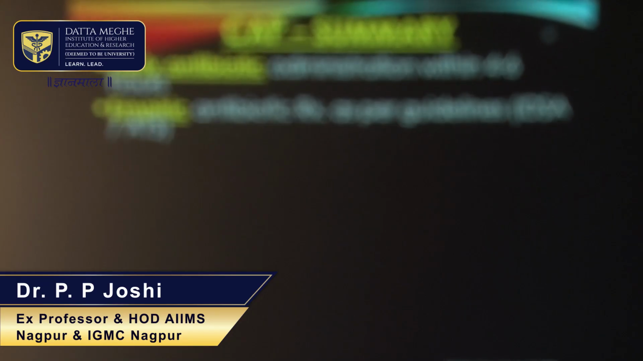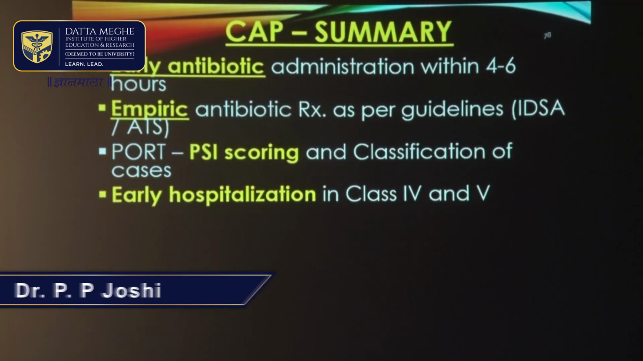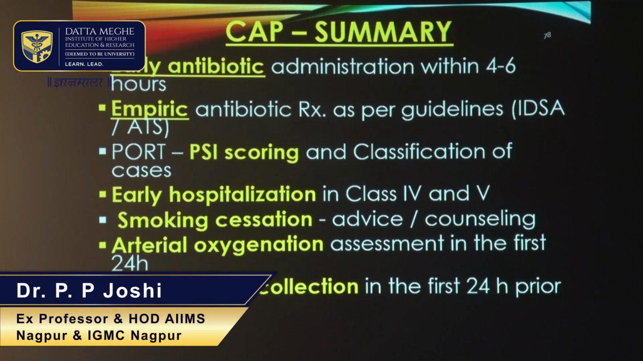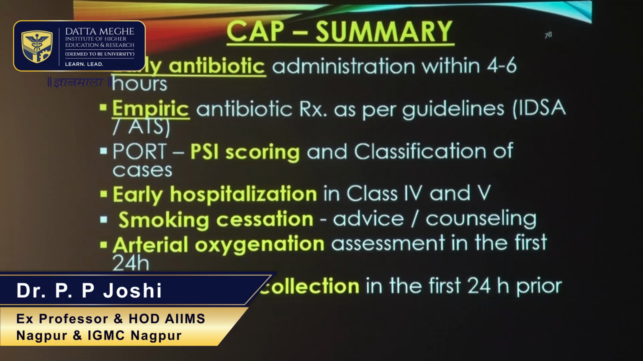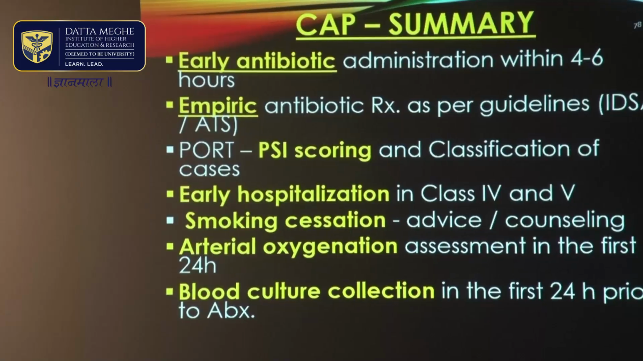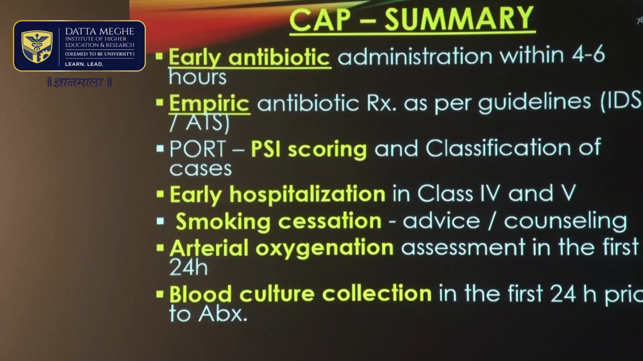So just to summarize, in community acquired pneumonias we may have to use early antibiotics, which have to be administered within 4 to 6 hours after the diagnosis is made. It's very important that we start with empiric antibiotics, especially in bacterial pneumonias, because if we don't start antibiotics at an early stage, given in adequate dose for adequate time, complications could occur. And I've just gone through all the antibiotics which have to be given.